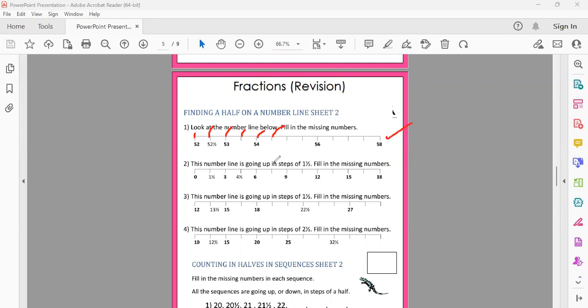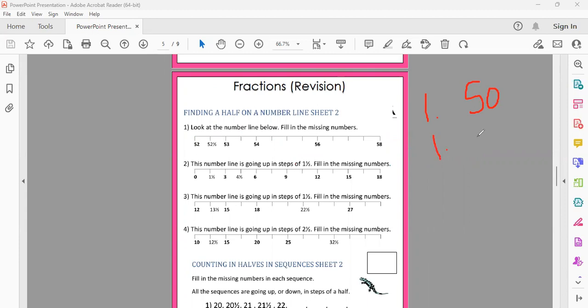Now this number line is going up in steps of 1.5. Note the point, note the pattern. It's going up in 1.5. It's making like 2 jumps of half. It's making like half, half, half. 3 jumps of half, in fact. That's 1.5. So, in other words, it's almost like 1 ringgit and 50 cents.